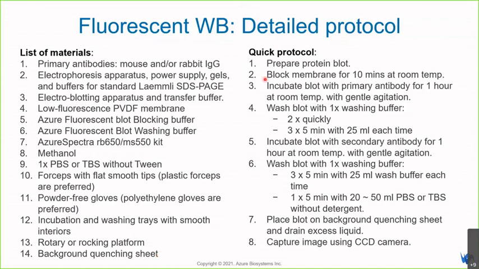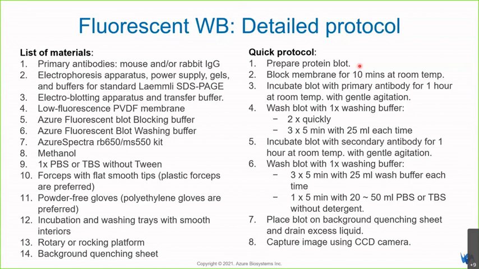Okay, now let us look into the quick protocol. I will not go into details because there are a lot of parts going on. In terms of the quick protocol of fluorescent Westerns, firstly, prepare the blot like we usually do and run the electrophoresis. Then transfer using wet transfer. We highly recommend wet transfer in fluorescent Western.